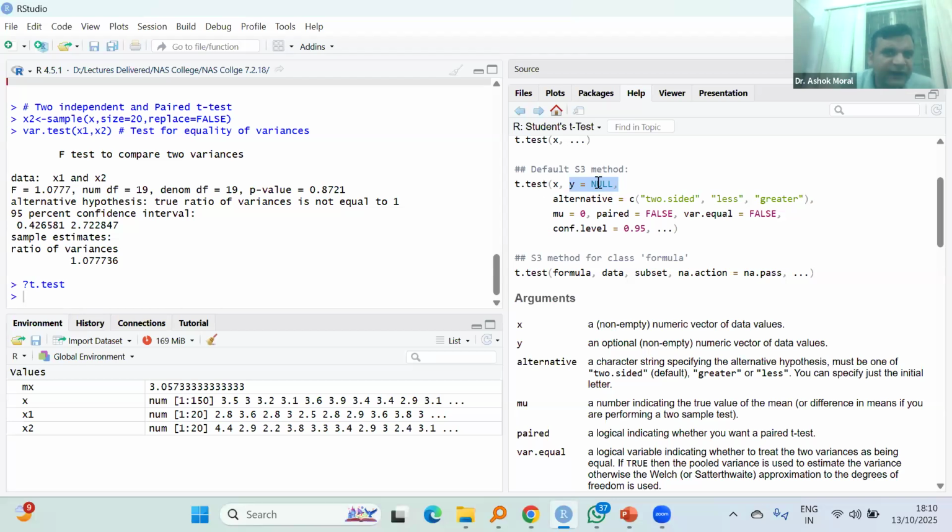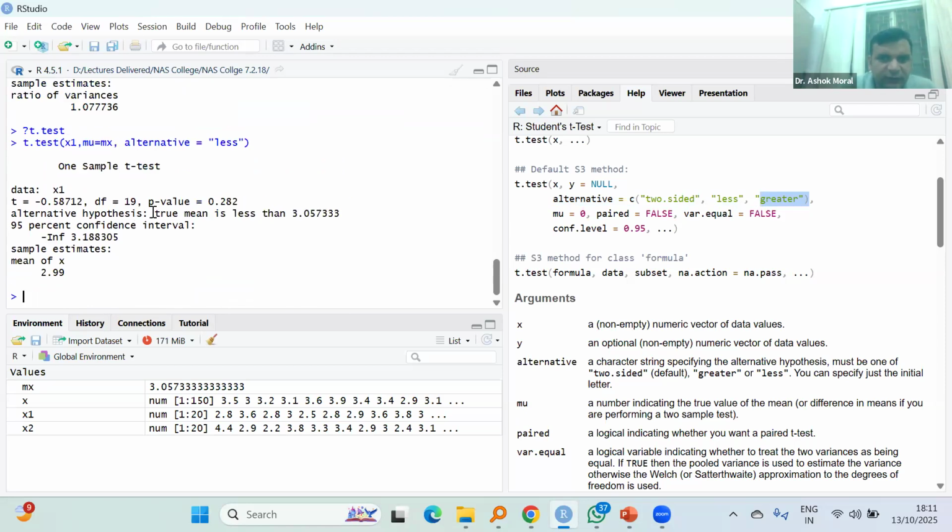If we pass both variables x and y, both can be passed. Alternative, by default it is taking two-sided alternative, but we can use alternative is equal to, in double quotes, less or in double quotes, greater, like this. Alternative is equal to less. So it means the alternative is true mean is less than 3.05.